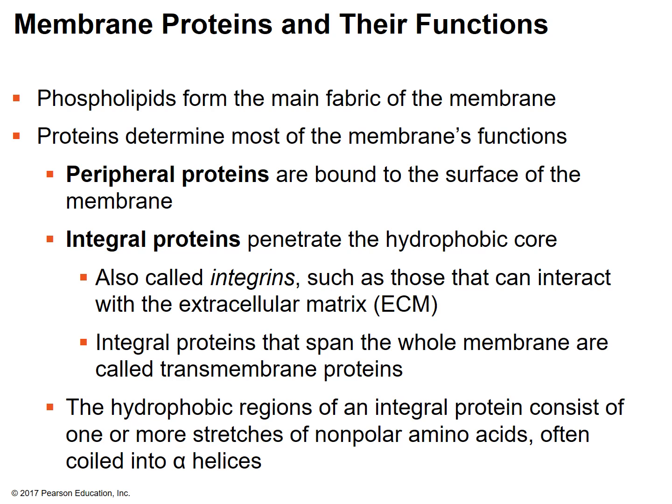Now we're going to talk about some membrane proteins. We know that the phospholipids form the fabric of the membrane, but it's really the proteins that provide the membrane's function. Peripheral proteins are stuck to the surface of the membrane, primarily on the cytoplasmic side. They're not embedded in the membrane, but they are found at the membrane. And integral proteins actually penetrate into that core. We also call these integrins, such as those that can interact with the extracellular matrix, which we saw last class. Integral proteins that span the whole membrane are called transmembrane proteins. The hydrophobic regions of an integral protein consist of one or more stretches of nonpolar amino acids, and a lot of times these form alpha helices, which you'll sort of see.